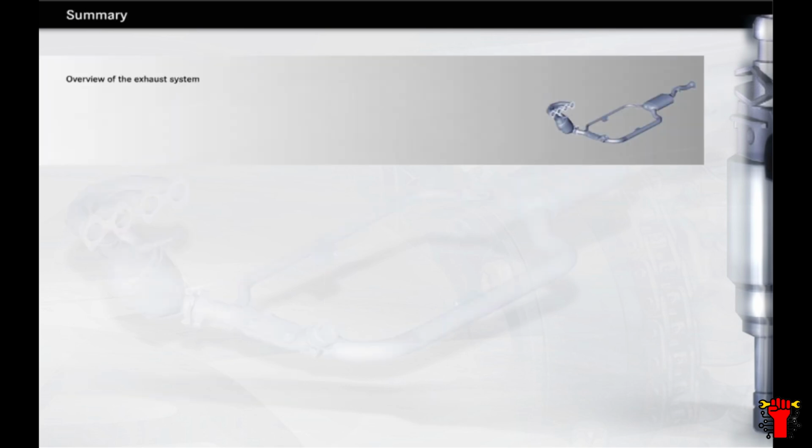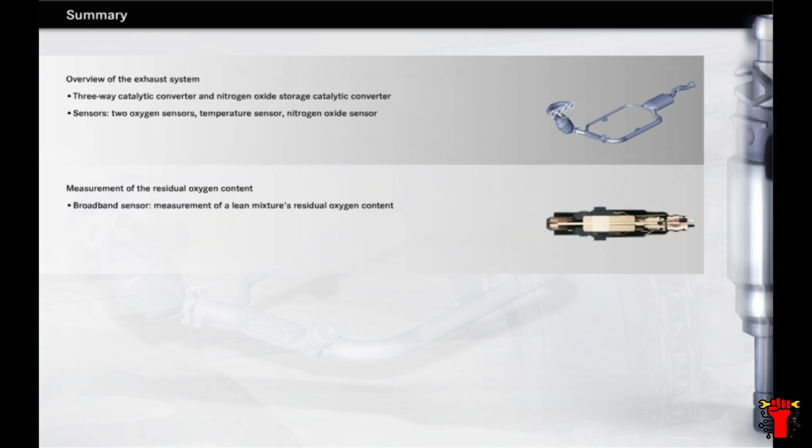In this chapter you have learned about the exhaust system of the M271DE engine. Apart from a 3-way catalytic converter, the system also features a nitrogen oxide storage catalytic converter. Various sensors register the exhaust gas data, including 2 oxygen sensors, one located upstream and one downstream from the 3-way catalytic converter, as well as a temperature sensor at the input and a nitrogen oxide sensor at the output of the storage catalytic converter. The oxygen sensor upstream of the 3-way catalytic converter is a broadband sensor which is able to measure the residual oxygen content even of lean mixtures.